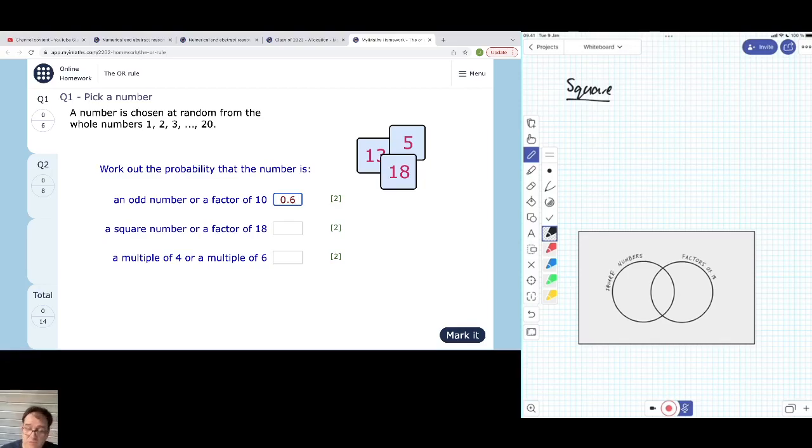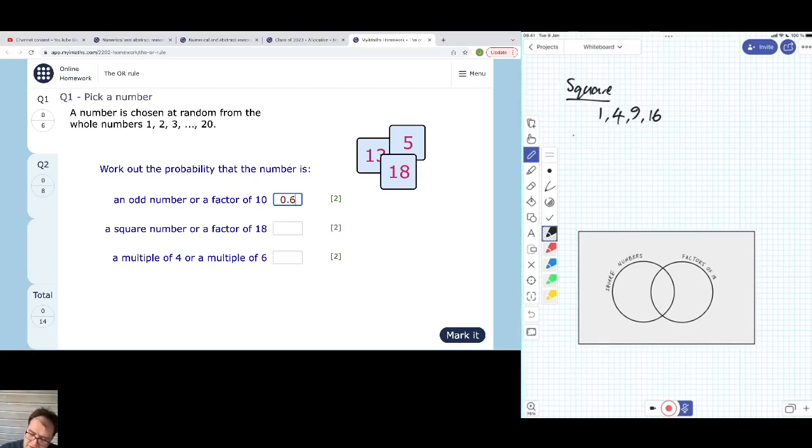So 1 times 1 is 1. 1 is a square number. 2 times 2 is 4. 4 is a square number. 3 times 3 is 9. 9 is a square number. 4 times 4 is 16. 16 is a square number. 5 times 5 is 25, but that's too big for this question. Okay, so those are the square numbers.